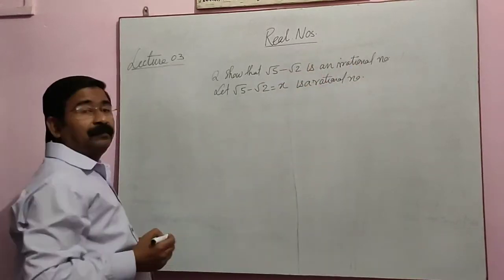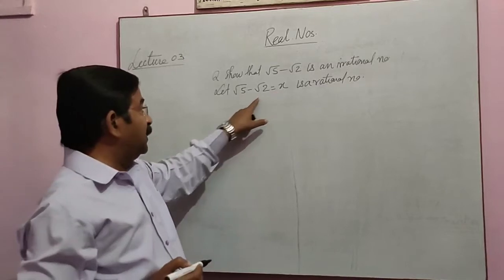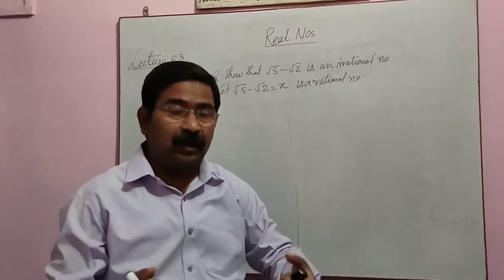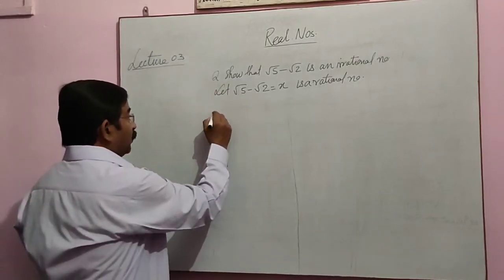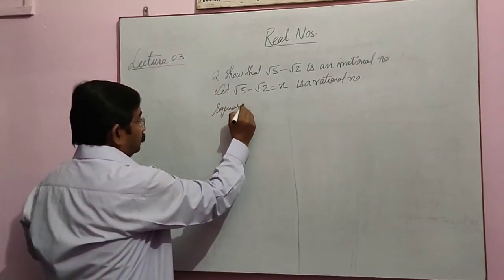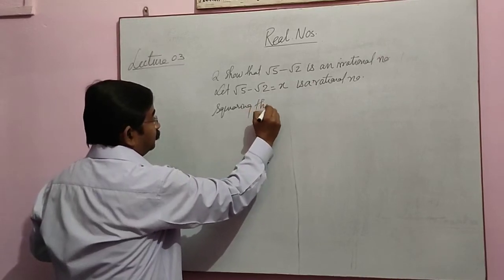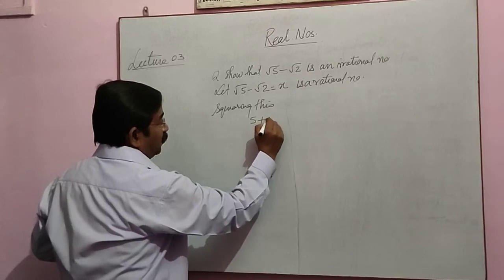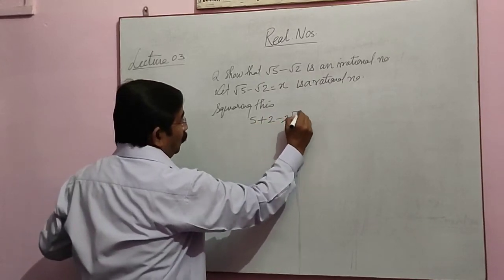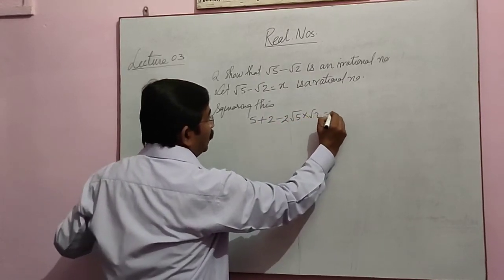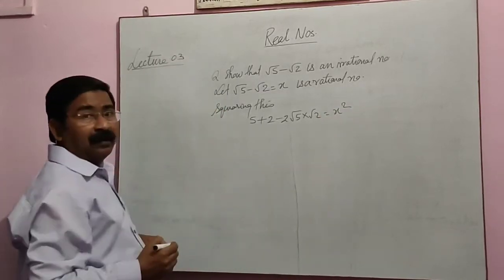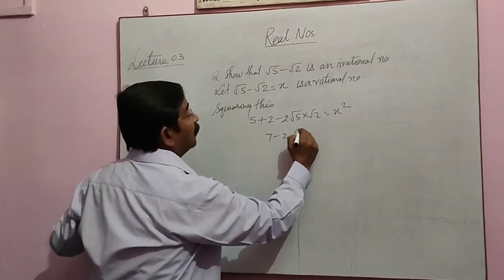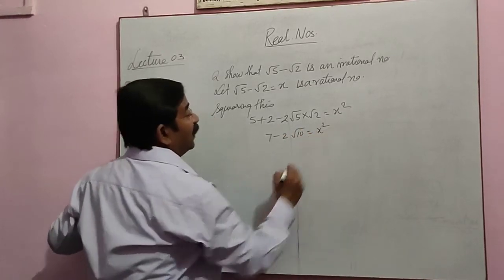Rational number. And if this is a rational number, then the square of a rational number is again a rational number. So squaring this, we have a square 5 plus b square 2 minus 2 under root 5 into under root 2 is equal to x square. We have 7 minus 2 under root 10 is equal to x square.